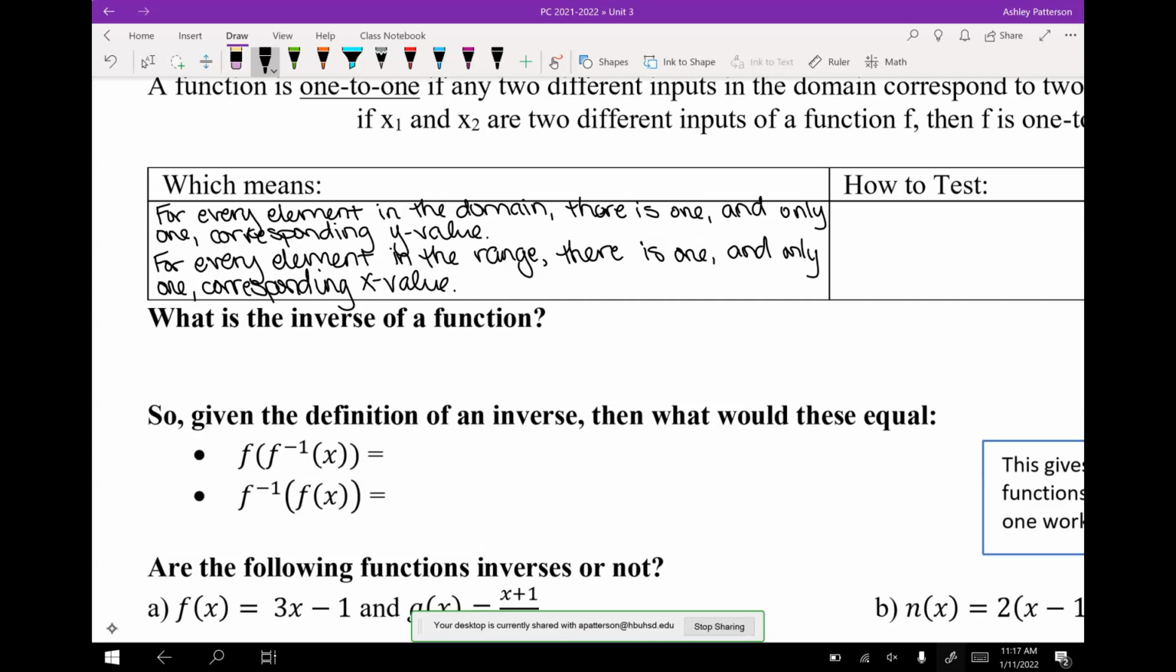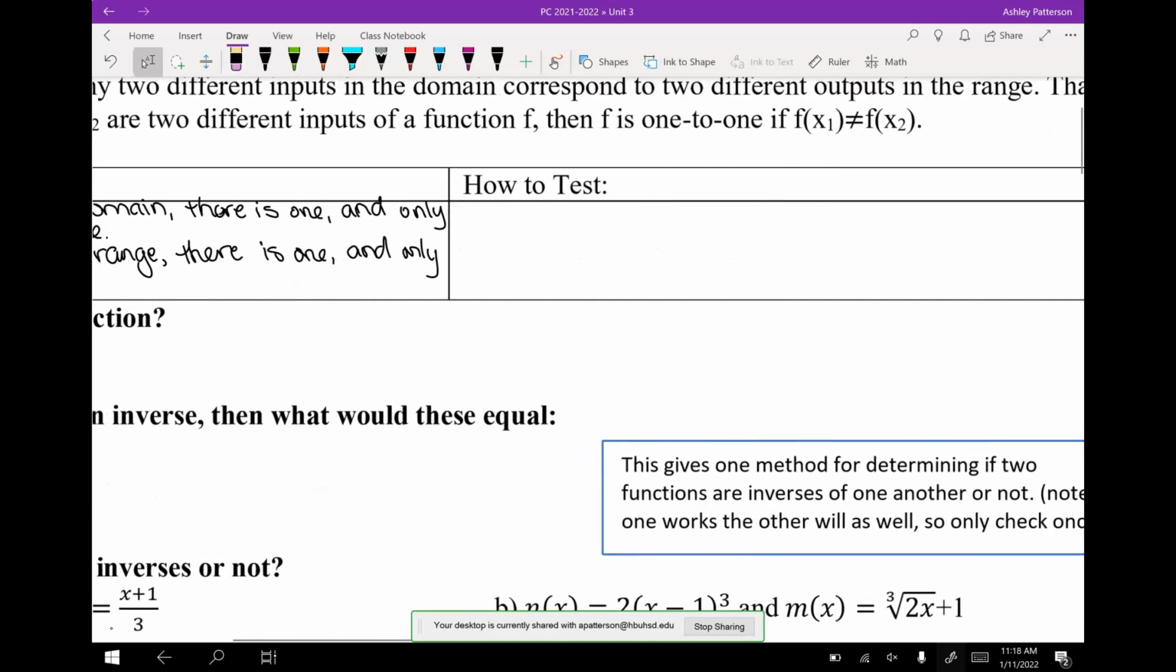What does this mean? It means that your domain and ranges do not repeat. Now, in order for us to have a function, the domain can't repeat. In order for us to have a one-to-one function, the domain and the range cannot repeat.